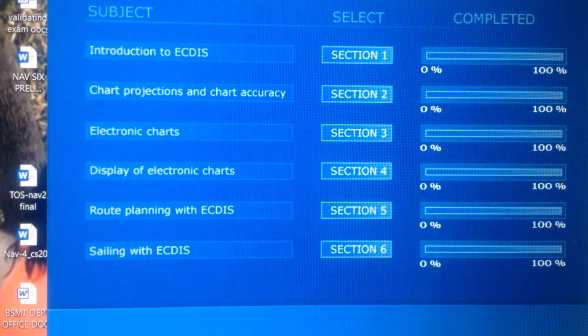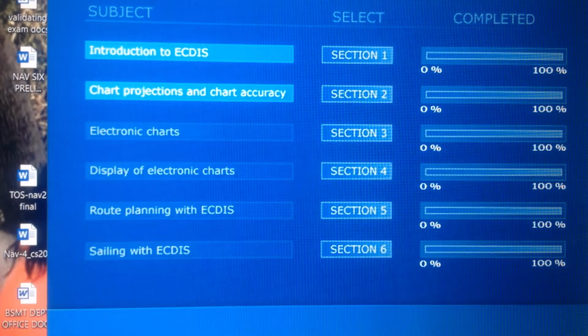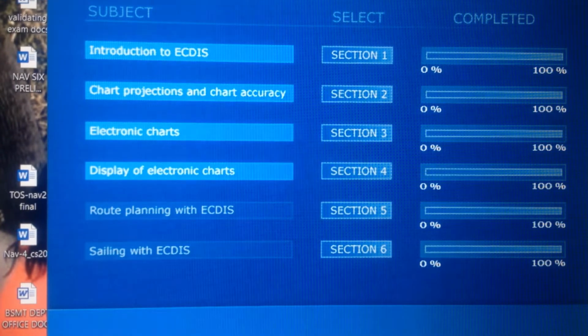This module contains the following subjects: Introduction to ECDIS, Chart projections and chart accuracy, Electronic charts, Display of electronic charts, Route planning with ECDIS, Sailing with ECDIS.